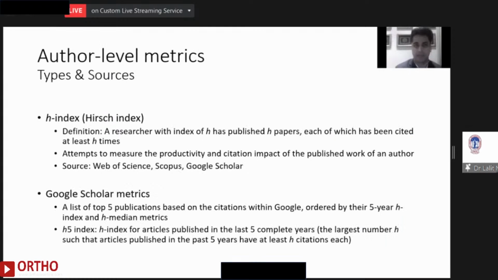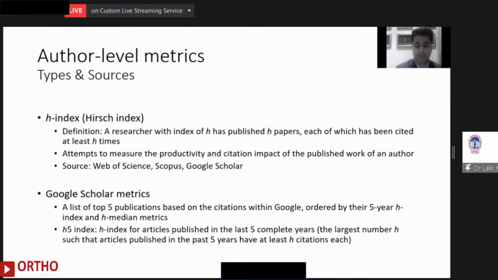Then, of course, there's author level metrics, which are the Hirsch index or the H index, which is the number of papers published, each of which have been cited at least that many number of times. So if you have, say, a researcher like Dr. Vesh, who is a pretty prolific researcher and publisher and author, you will have his H index, which states that he has published H papers, and each of them have been cited at least H times. So this is a way of checking how productive and how much impact these authors have on the rest of the scientific community through their publishing work.